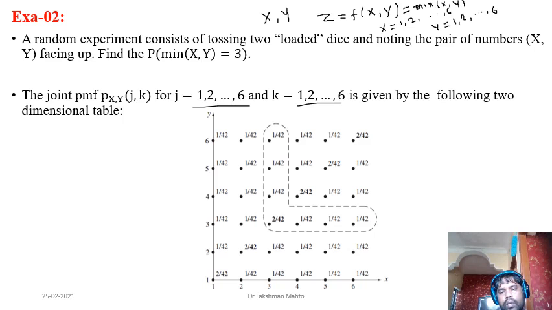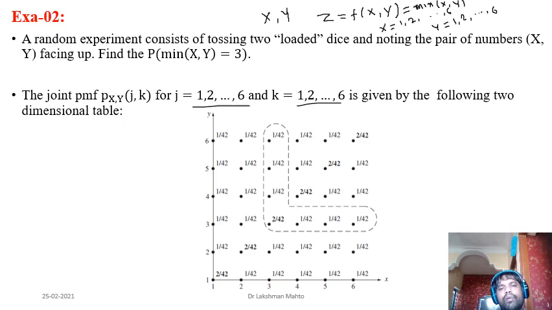Along the horizontal axis we are taking the value of x. So what are the possible values of x? 1, 2, 3, 4, 5, 6. Along the vertical axis we are taking the value of y, and what are the possible values? 1, 2, 3, 4, 5, 6. All these are the values.